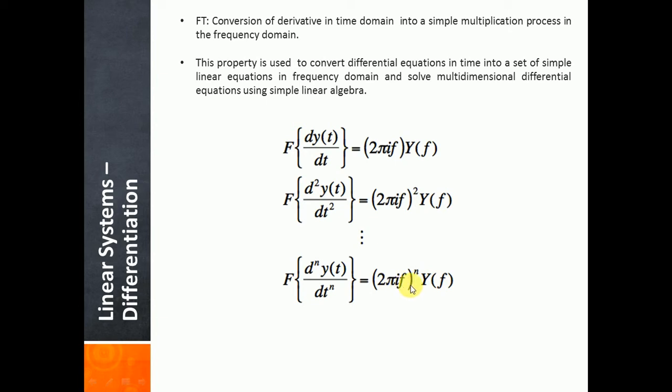Now what this means is that differentiating in the time domain may be harder to solve, but one can always find the Fourier transform of that and just add the component 2 pi i f along with it, raised to the power of how many times you differentiate. This makes the mathematical operations easier because your derivatives are converted into simple algebraic formulations, which are always easier to solve.